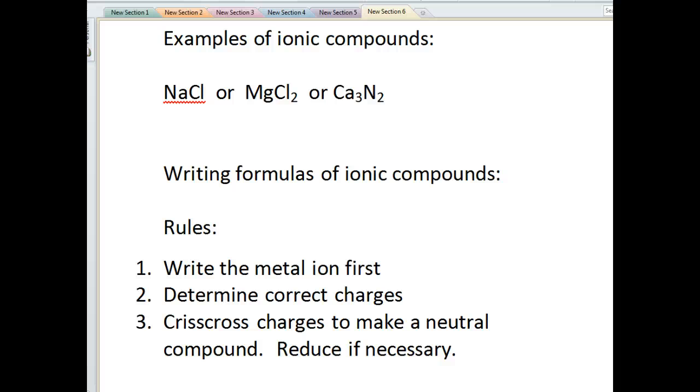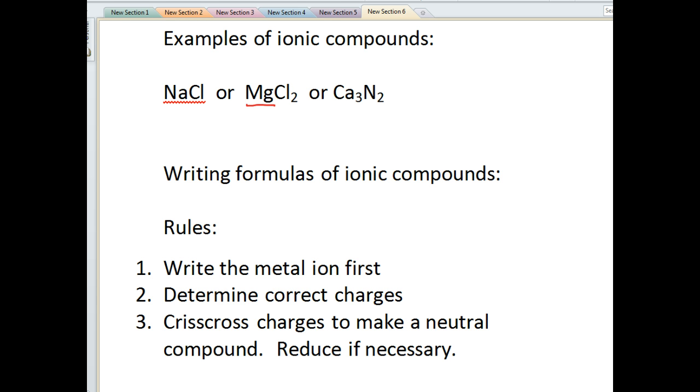The first one here, we have NaCl. This is NaCl right here. We can see that in this molecule we have one sodium atom and one chlorine atom together, just squished right up together, so we call that a compound. This would be an ionic compound because, again, that metal is listed first.